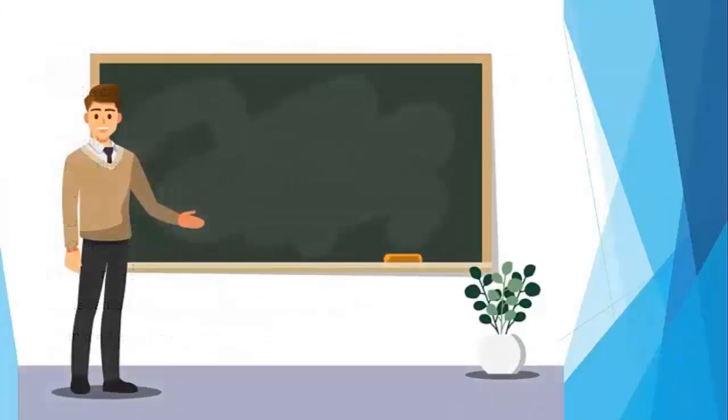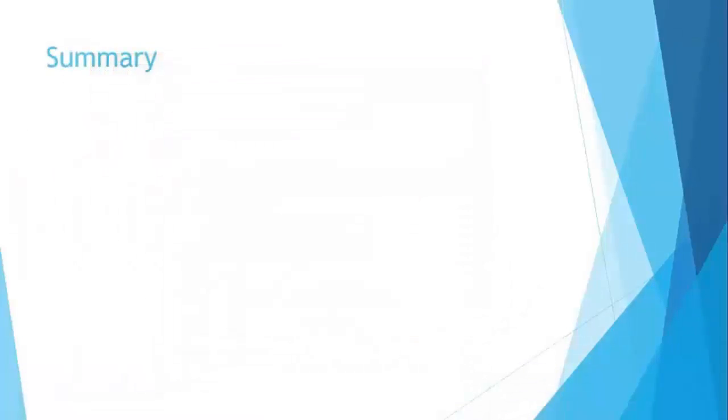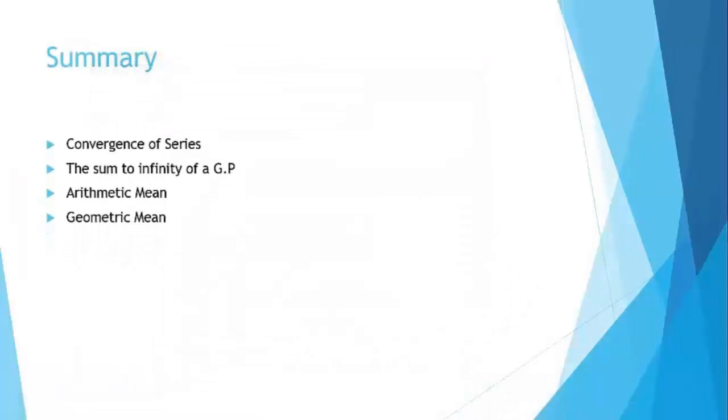So that's it for this tutorial. I hope you enjoyed learning about convergence of series, sum to infinity of a geometric progression, arithmetic mean and geometric mean. In convergence of series, we learned that all arithmetic progressions are divergent series, as the sum to infinity of any arithmetic progression is infinity. But a geometric progression can be a convergent series or a divergent series. That depends on the modulus of the common ratio of the series.